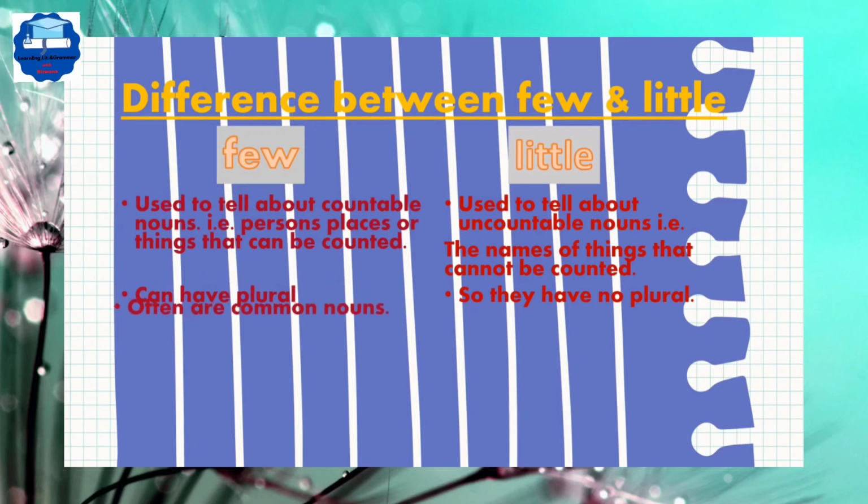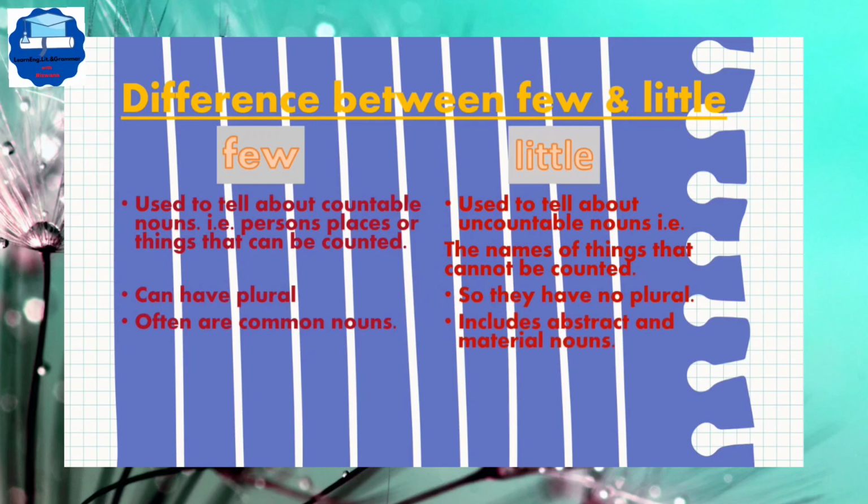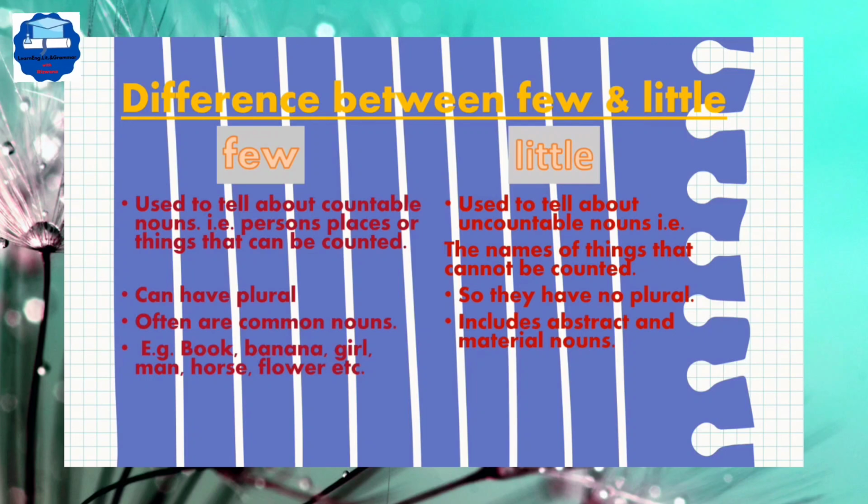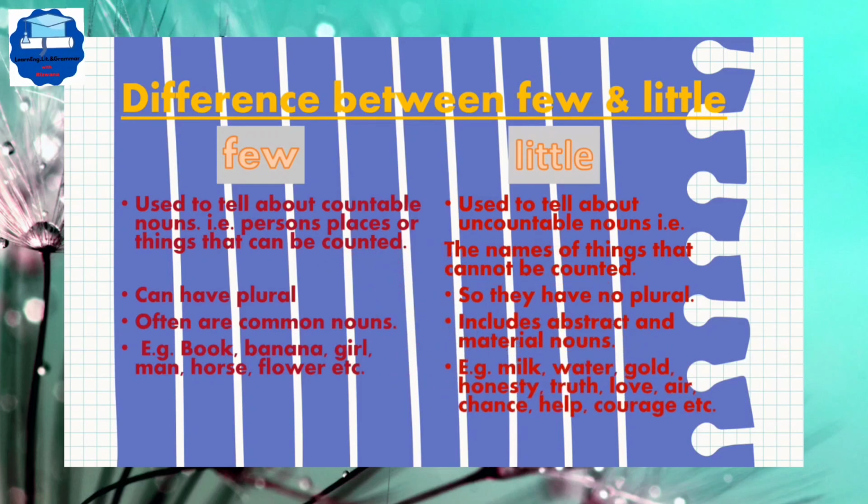Countable nouns often are common nouns. Uncountable nouns include abstract and material nouns. The examples of countable nouns are book, banana, girl, man, horse, flower, etc. And here are some examples of uncountable nouns: milk, water, gold, honesty, truth, love, air, chance, help, courage, etc.